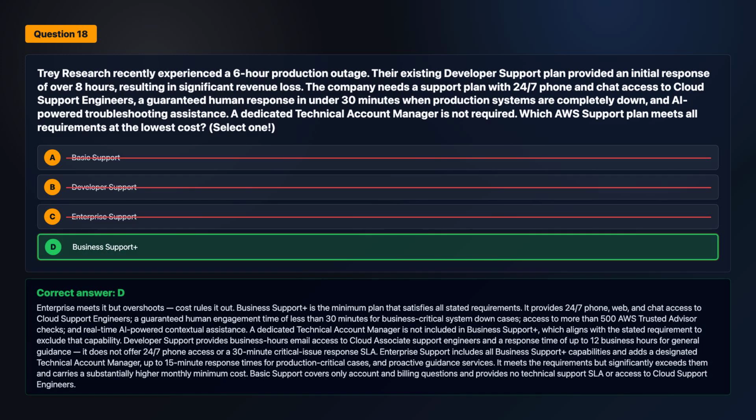The correct answer is option D. Enterprise meets it but overshoots. Cost rules it out. Business Support Plus is the minimum plan that satisfies all stated requirements.